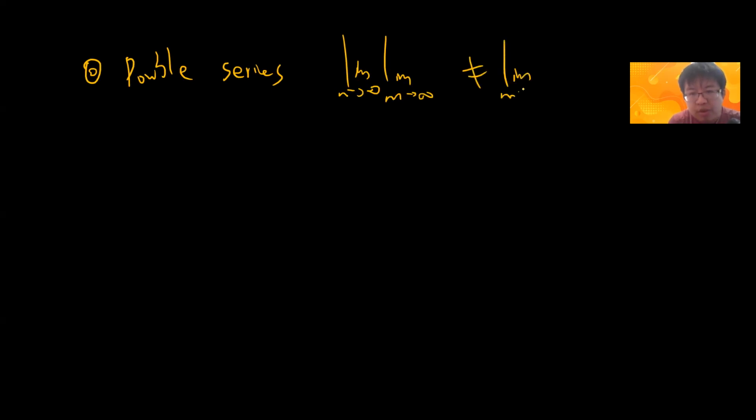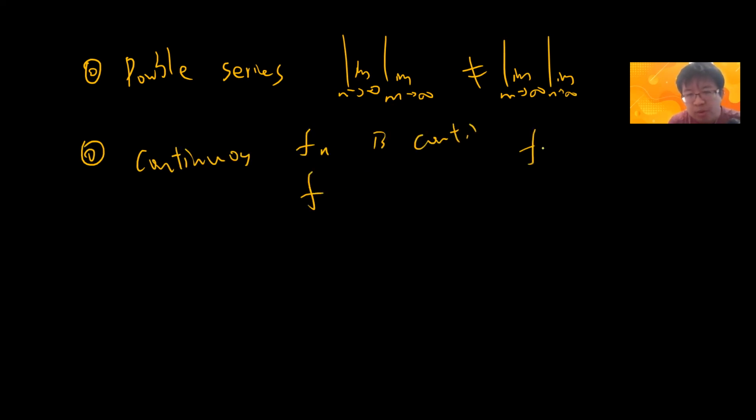So the first one is the double series. That means if you go to different limits, then this may not be the same. And the second is continuity, right? If each f_n is continuous and converges pointwise to f, then f may not be continuous.